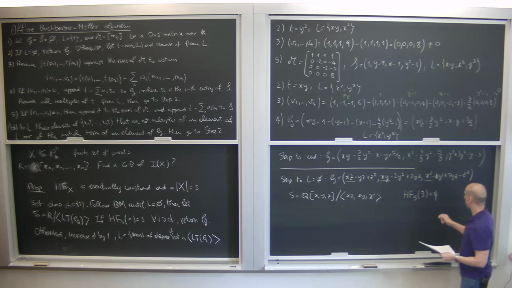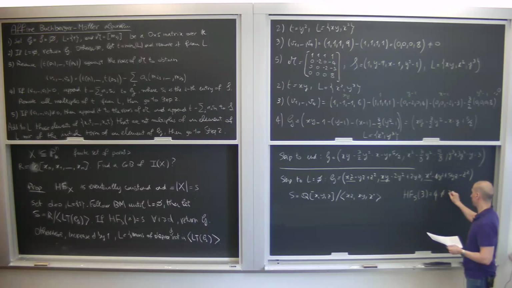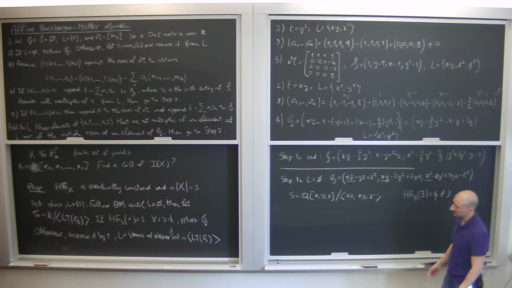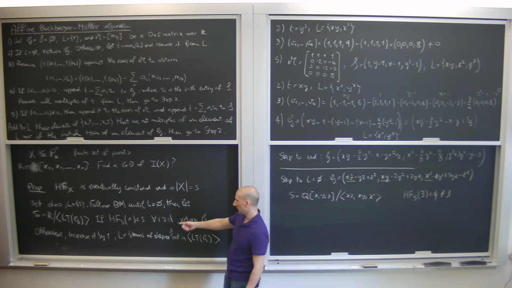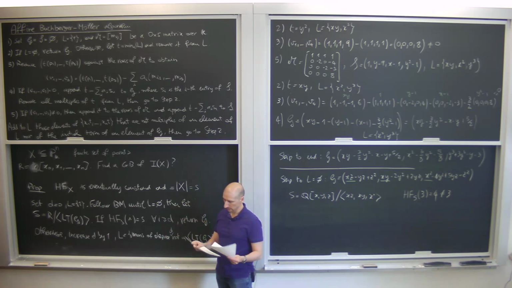4 things. So this is not 3, which is the number of points, which means then we have to do this, right? We have to go to the next degree, which I won't do, but actually if you go to the next degree, then that's where you get, I think, 1 or 2 more elements of your Gröbner basis.